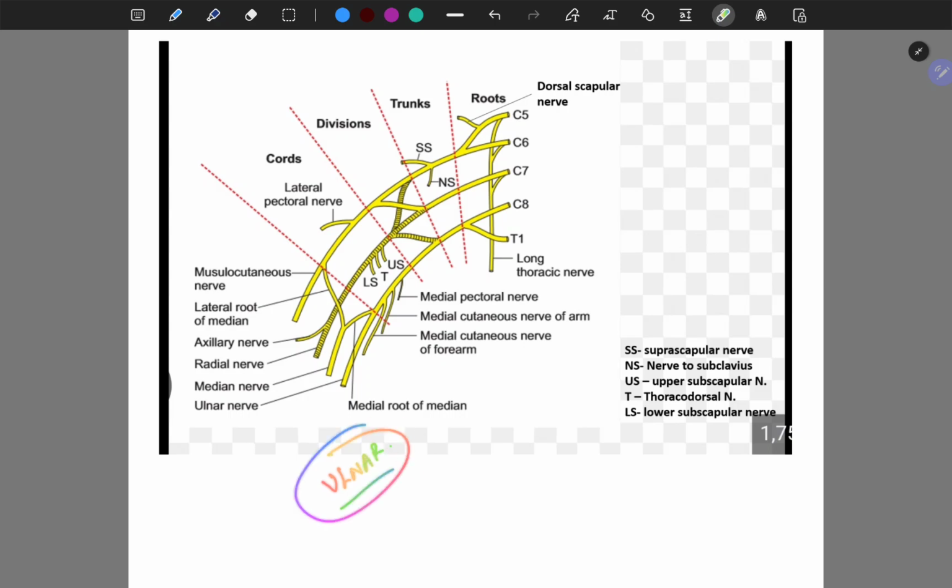Just remember this mnemonic: upper subscapular, lower subscapular, thoracodorsal nerve, radial nerve, axillary nerve.